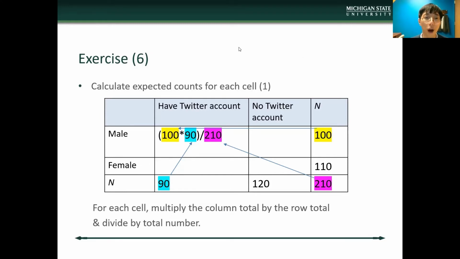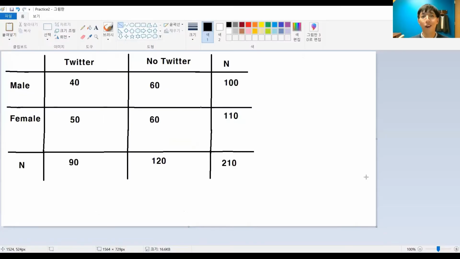I'm going to show you how to do that in the Microsoft Drawing. So now you see this kind of new table in the drawing. The black numbers 40, 60, 50, 60 are the observed counts. Then you have to calculate the expected frequency, and I will calculate the expected frequency with blue numbers.